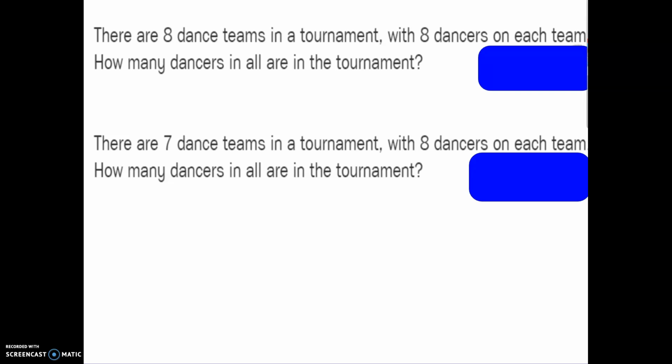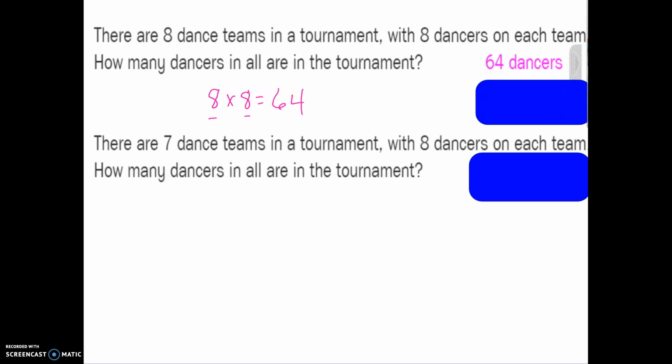And our last pair. There are 8 dance teams in a tournament with 8 dancers on each team. How many dancers are in the tournament? Use your number sentence, 8 times 8. And when you look at that number sentence, we see that both factors are the same, so it is a square problem. 8 times 8 is 64. So how many dancers would there be in the tournament? There would be 64 dancers.